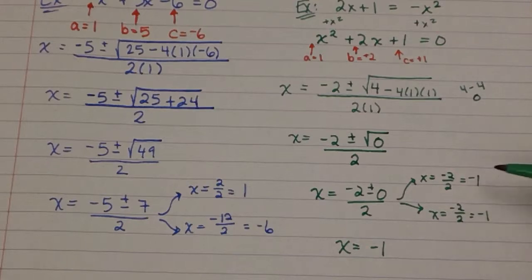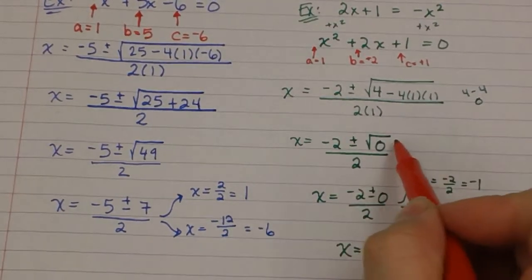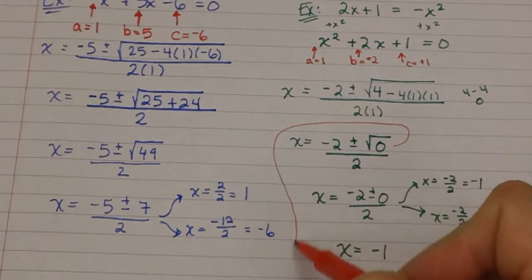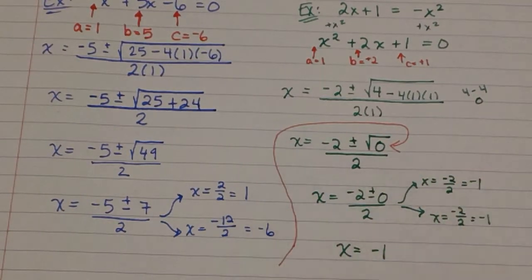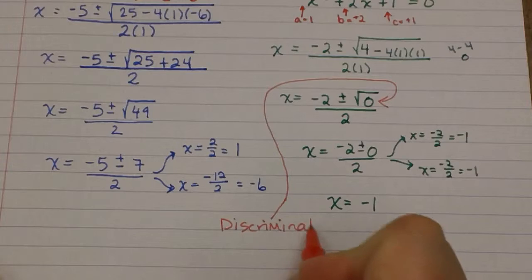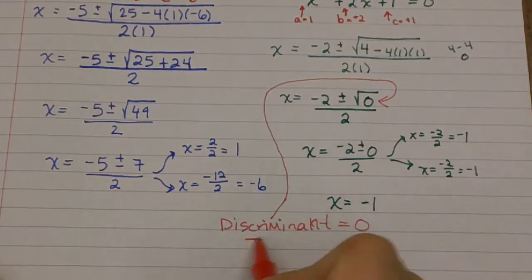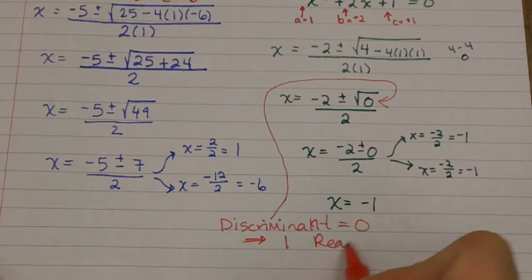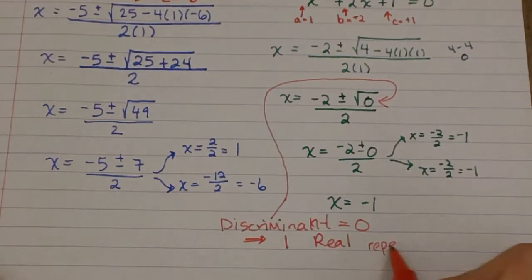But notice that it repeated itself because we were adding and subtracting 0. That happens anytime the number under your radical is 0. So let's make a note of that. This number under the radical is called the discriminant. Notice that in this problem, the discriminant is 0. So let's make a note. When the discriminant is 0, that's going to give you one real repeated solution.